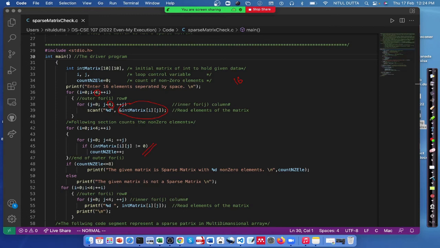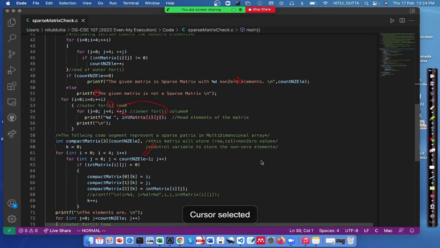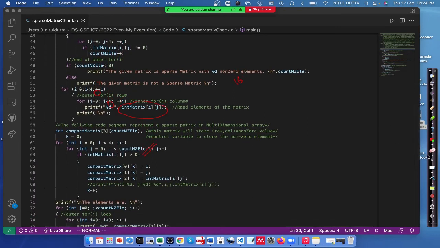Then, just below this, first of all, I am checking whether the matrix is sparse or not. If it is a sparse matrix, that means I am counting the number of non-zero elements. If the number of non-zero elements is less than or equal to 8, I am considering equal to 8 also as a sparse matrix, but you can take less than 8 as well.